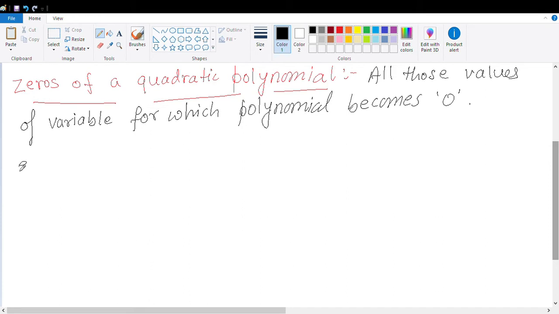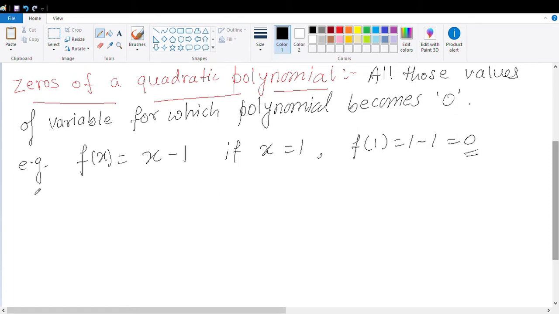For example, I'm starting with a linear polynomial. Suppose the polynomial is x minus 1. So if you write x equal to 1 in this polynomial, then f(1) will become 1 minus 1, that is 0. Therefore x equal to 1 is the zero of the polynomial f(x) = x minus 1. The same thing we can find with a quadratic polynomial also.